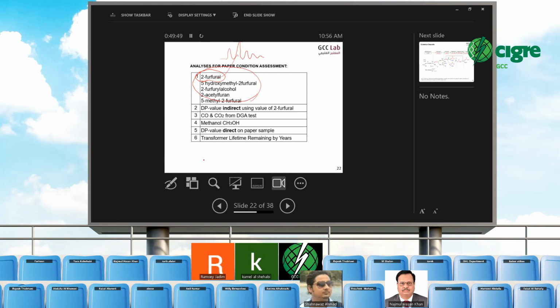CO and CO2 from the DGA test, we can take it, but mostly this CO. Methanol test, dB value direct, and the critical case we can do it, of course, or the labs can do it. Transformer remaining lifetime in years is very important to you.